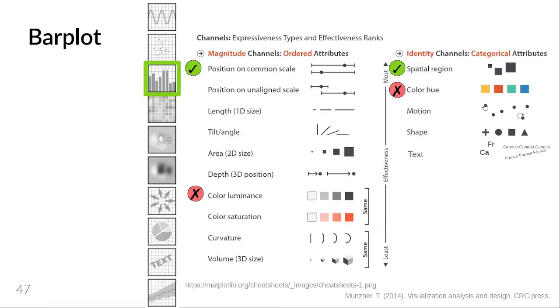Here's the cheat sheet, and I've marked which elements they used correctly, the position on a common scale and the spatial region, and which are perhaps misleading. Color hue was used for the magnitude channel for ordered attributes, but they didn't redundantly encode it with color luminance. That is, they didn't use a sequential color map to choose the colors, so it's a little bit misleading.